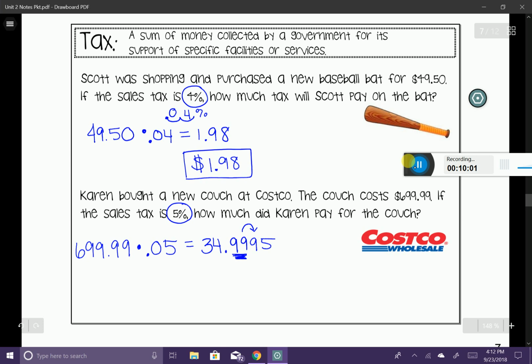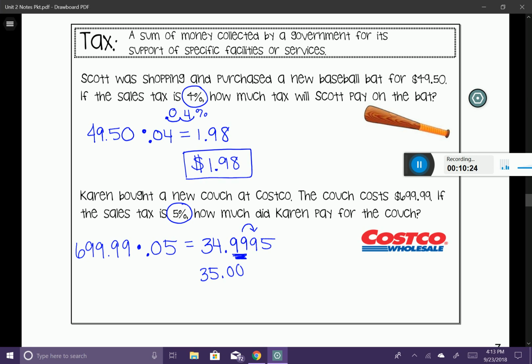So I have to increase that up to $1. So I'm actually going to be changing this to $35. Excuse me. So this right here is my tax. This is how much tax she's going to be paying on top of the couch. A little bit more than the baseball bat, would you say?